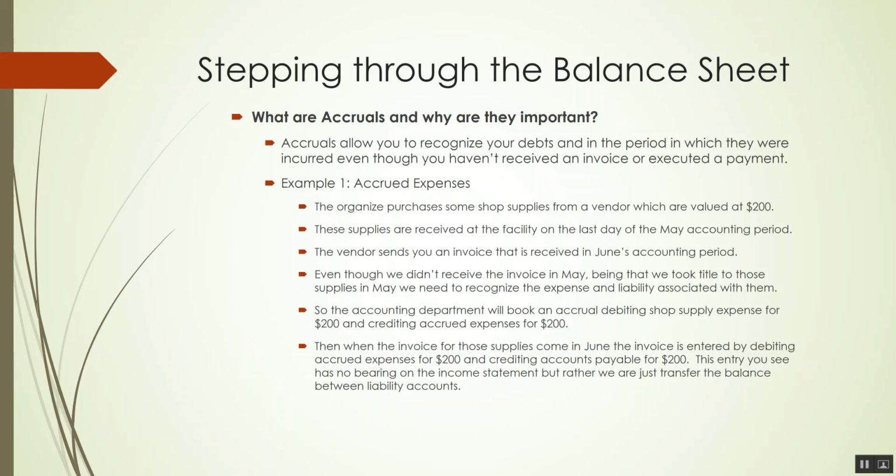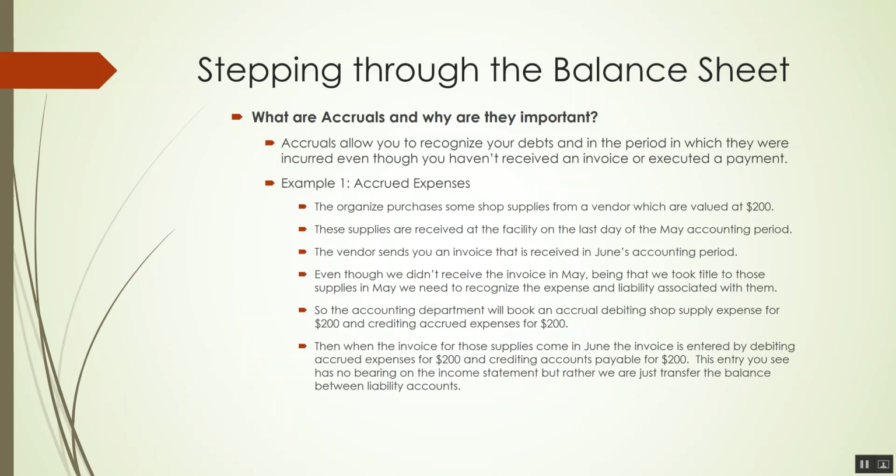So in that case, they would go ahead and book a journal entry in accordance with that, debiting your supplies expense account for $200, and then in part booking an offsetting credit to the accrued liability account for $200.